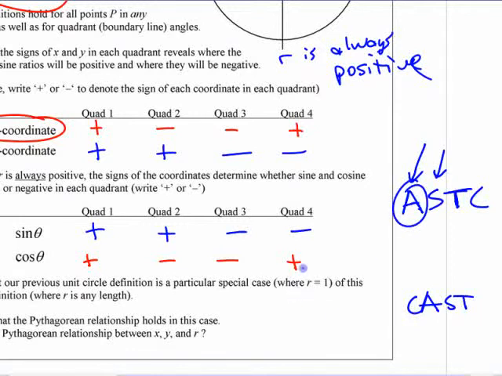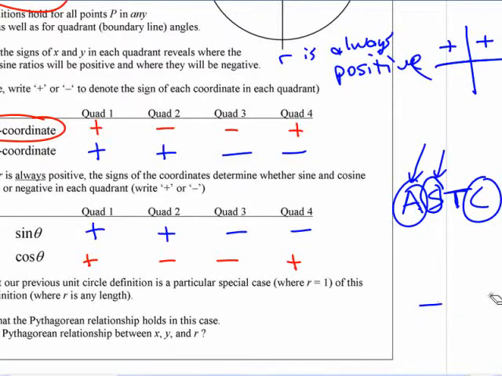They're all positive because both the x and the y coordinate are positive in quadrant 1. And then sine is positive in quadrant 2 because it follows the y coordinate, and that's positive in quadrant 2. And then cosine's positive in quadrant 4 because it follows the x coordinate, and that's where it's positive. Sine follows the y coordinate, that's where the y coordinate's positive, above the axis. Whereas cosine follows the x coordinate, and think about where that's positive.